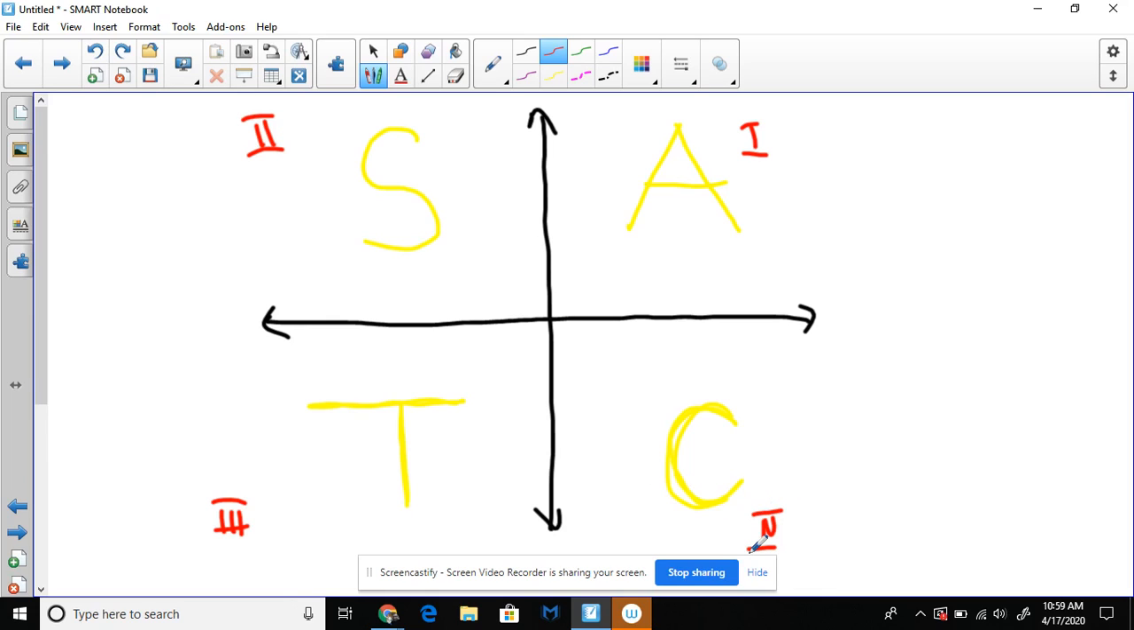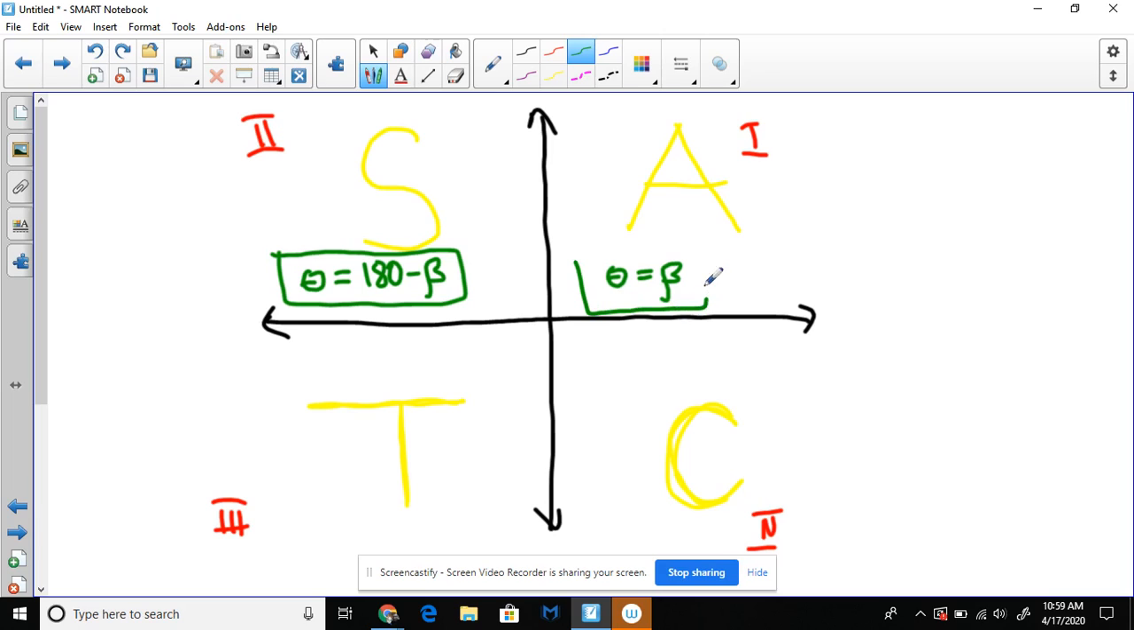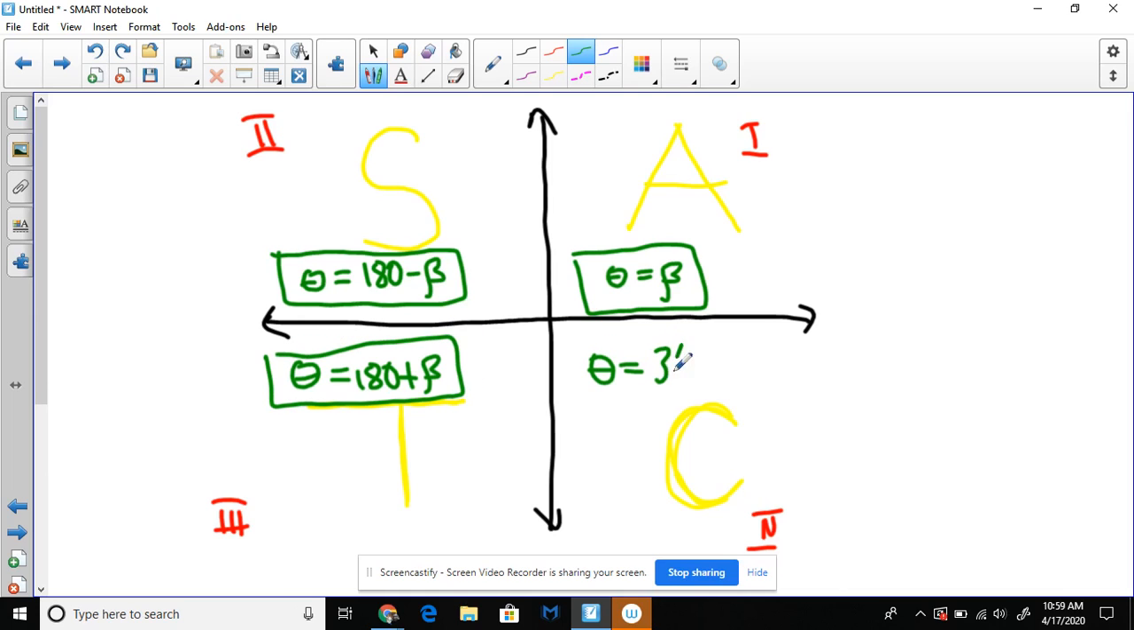All right. And then just remember, in quadrant 1, theta is going to be my related acute angle, because obviously any swing in quadrant 1 is going to be acute. In quadrant 2, theta is going to be 180 minus beta. In quadrant 3, my theta is going to be 180 plus beta. And then in quadrant 4, my theta is going to be 360 minus my related acute.